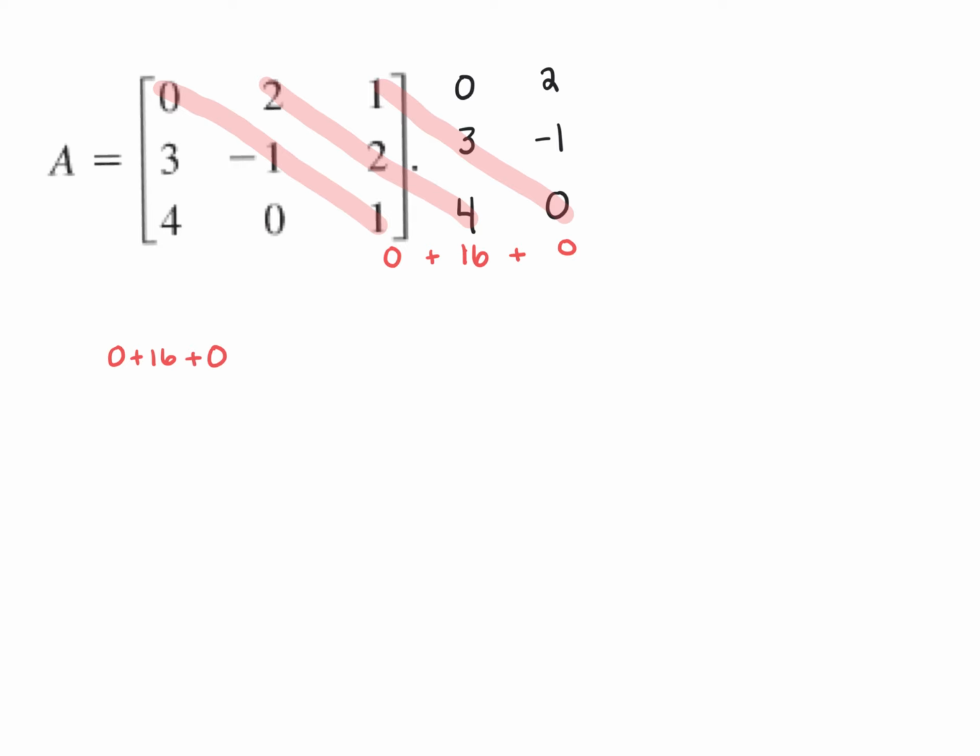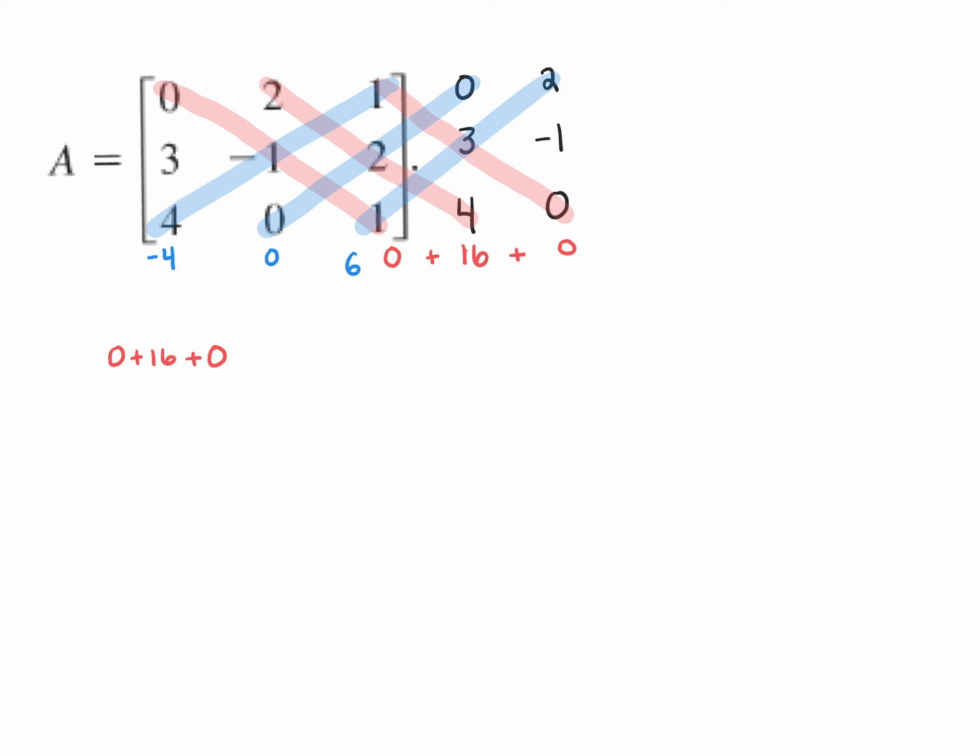Now the second part of this is I'm going to start with the last element in the first row, which is 1. And I'm going to highlight diagonals that go backwards now. Okay, so I'm going backwards. So these are the ones that I will end up subtracting. So now I've got 1 times -1 times 4 is -4. 0 times 2 times 0 is 0. And 2 times 3 times 1 is 6.